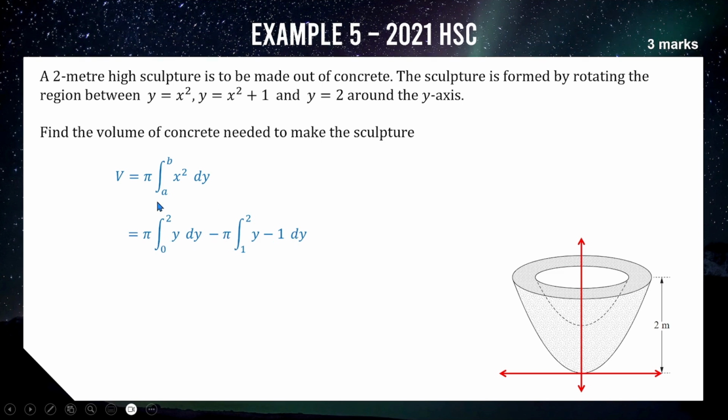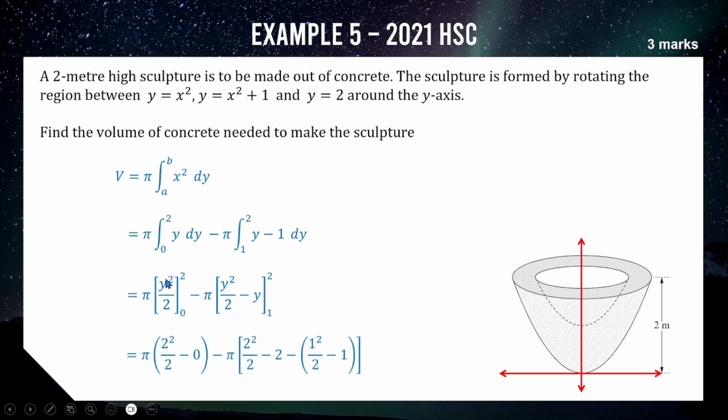And now the integration is very straightforward. We're just going to y squared over 2 for the first expression. And we're going to y squared over 2 minus y for the second expression. Okay, now we'll sub in some values. We're going to have 2 squared over 2 here, take away nothing. And then for the second expression, we have 2 squared over 2, take away 2. And then we subtract from that 1 subbed in. So we get 1 squared over 2 minus 1 just here.